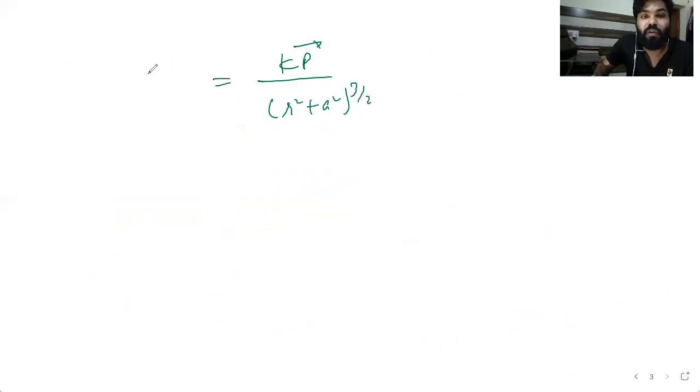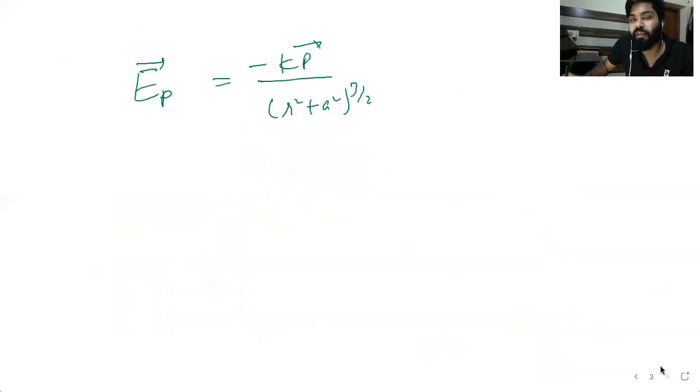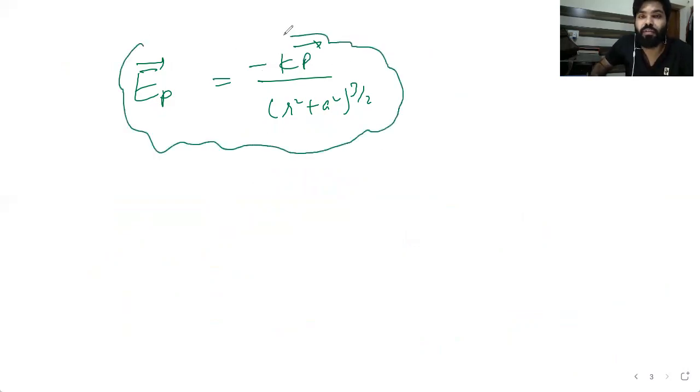This is the value of electric field at point P, and I am putting a negative sign here because the resultant electric field at point P is in the leftward direction, whereas the direction of the dipole is rightward. Both are in opposite directions. That's why I'm putting a negative sign here, to indicate that the electric field and dipole are in opposite directions. So this is our required answer for the electric field at point P.